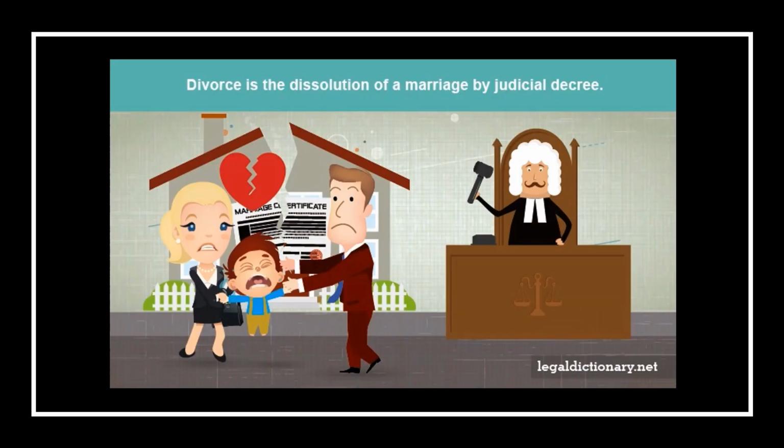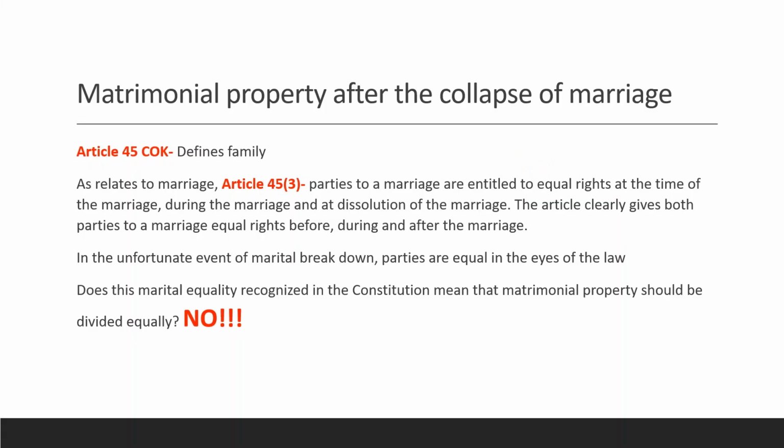And so with that brief introduction, we all know that marriages occur, and at some point some partners may undergo a divorce. And so what happens when there is a divorce and the parties to a marriage had property together? So the essence of this video is for you to understand how this property is divided. As you can see from your screens, we are focusing on matrimonial property after the collapse of a marriage.